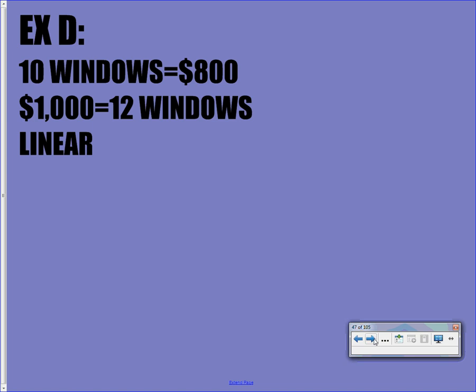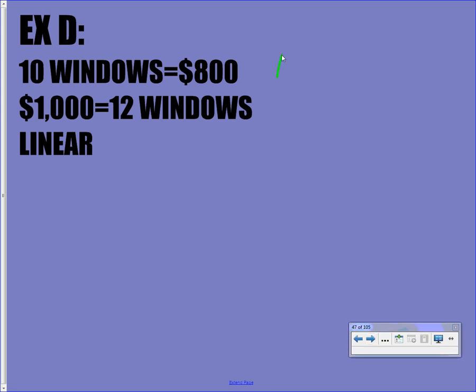Example D, story problem. The cost of installation for 10 windows is $800, and it's $1,000 for 12. Assume the relationship between the cost and the number of windows is linear. Let W represent the independent variable. Okay, so maybe I could make 2 ordered pairs that would help me. So if it tells me W is my independent variable, that's the number.